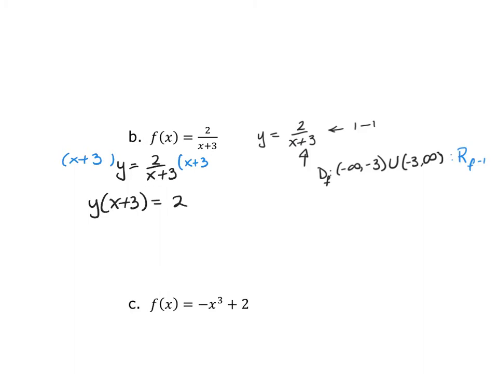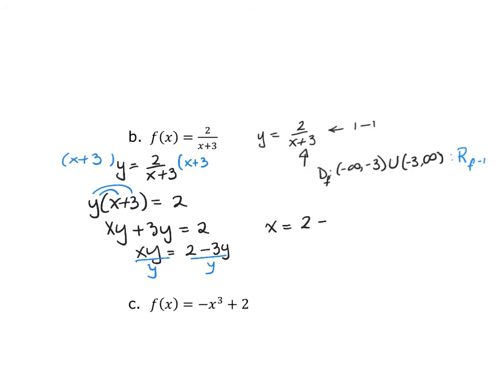Option A is I distribute the y. Option B is I divide by y. I'm going to go ahead and distribute. So I get xy plus 3y is equal to 2. Anything not attached to the x, I'm going to move to the other side of the equal sign. So xy is equal to 2 minus 3y. Now I'm going to divide by y. And I've got x is equal to (2 minus 3y) divided by y.